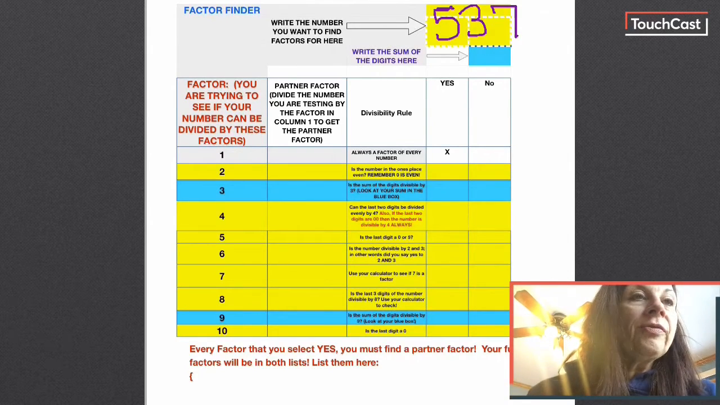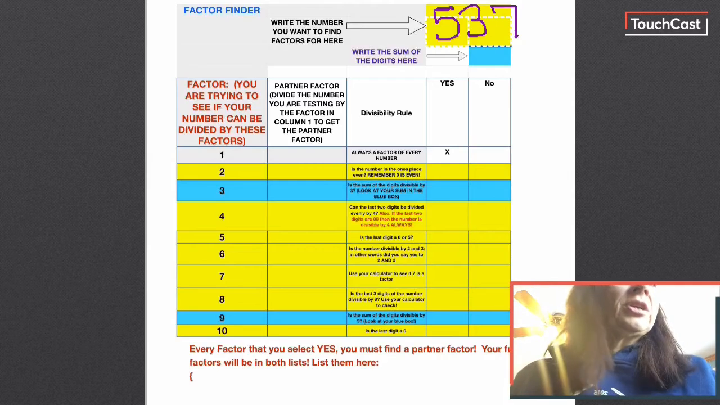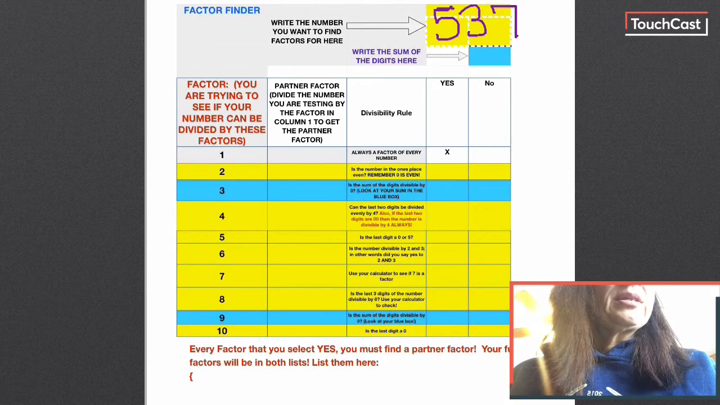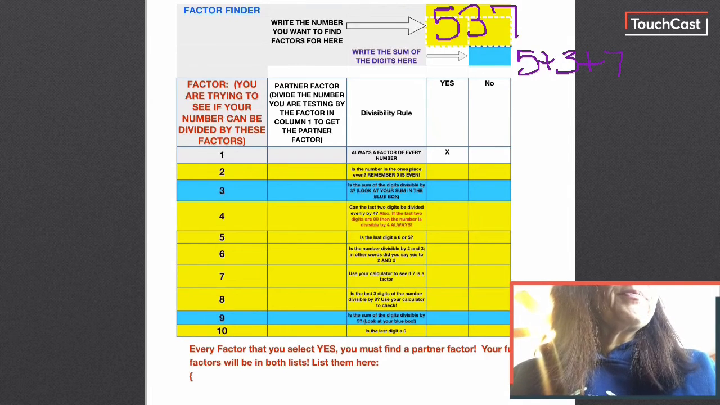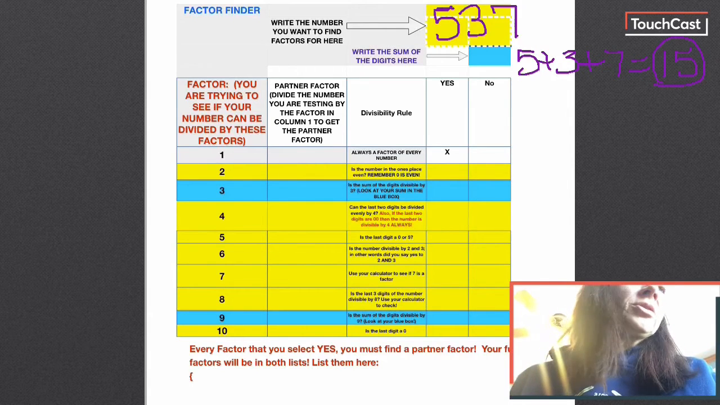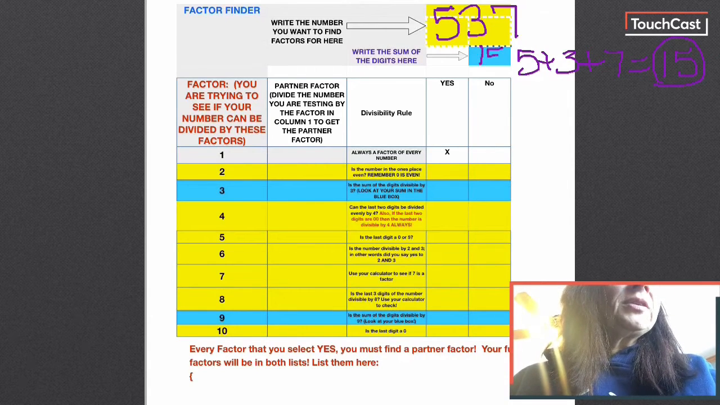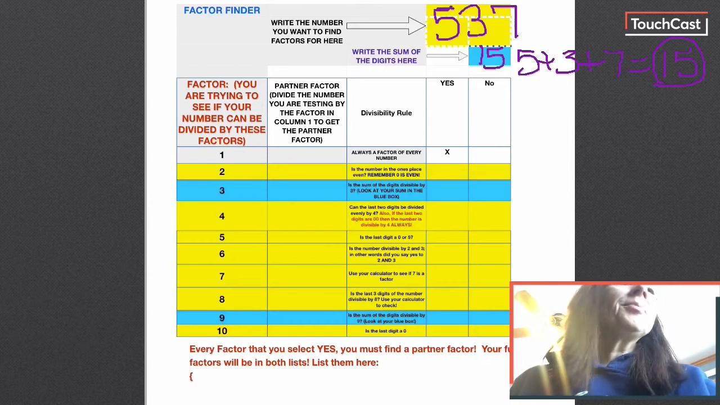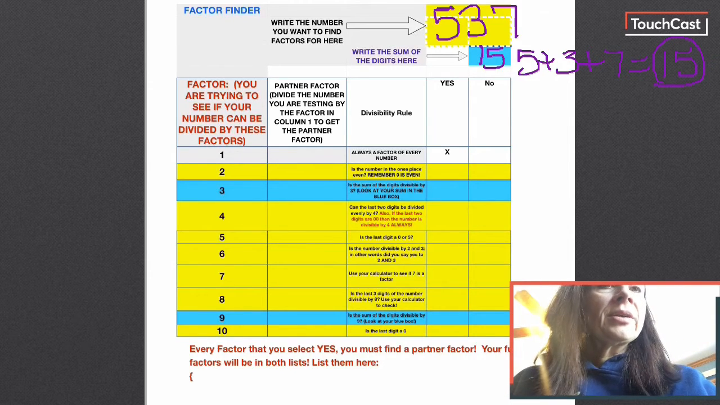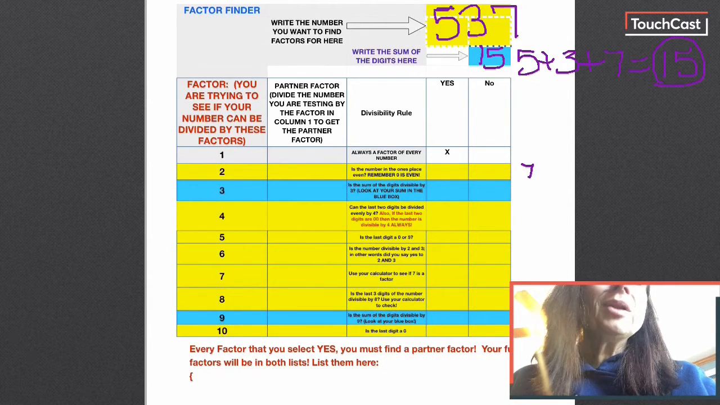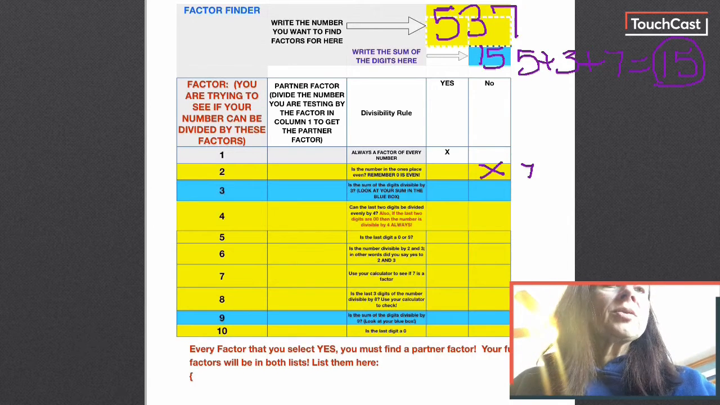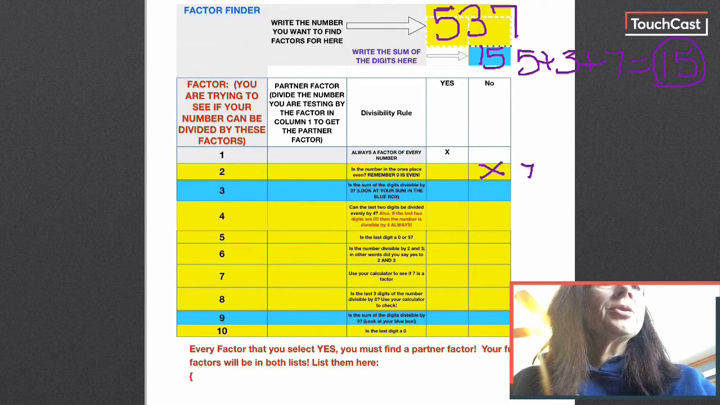Welcome back. Your factor finder should look like mine when you are finished. Let's figure this out. The sum of the digits, 5 plus 3 plus 7. That equals 15. Remember, you can use a calculator to come up with your sum if you need to. 15 is the sum of our digits, so we write that in the blue box. Let's go down our list. Is the number in the ones place even? Write that number right there so you see it. 7, is that even? No way, that's an odd number. So no, this number is not divisible by 2.